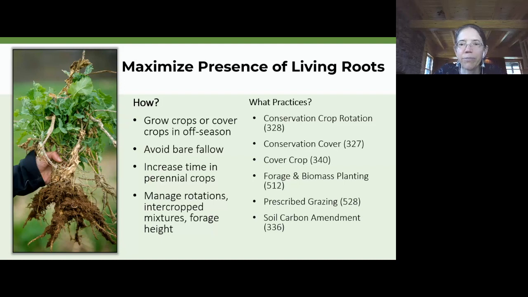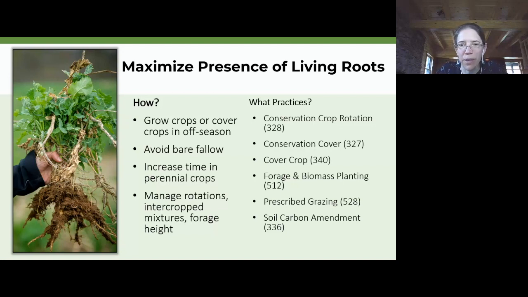So how do we maximize living roots? Well, we need to grow crops and cover crops in the off season. So we need to find cover crops that fit in the windows where otherwise there's no crop. As Marlon was talking about the one producer, I had to smile where he said that this guy fallows for about 30 minutes, right? That's ideal. That's what we're looking for.